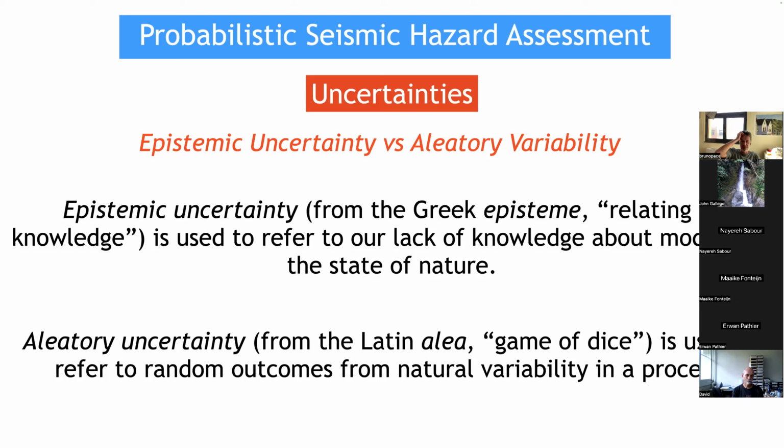But we have another part, the aleatory uncertainties, from the Latin alea, that is the game of dice, which usually refer to random outcomes from the natural variability in the process. This means that each event is different from the previous one, and so this variability has to be considered. We cannot reduce this kind of uncertainty, but what is necessary in a probabilistic approach is to try to better understand and better evaluate it, in order to manage these uncertainties in a correct way.